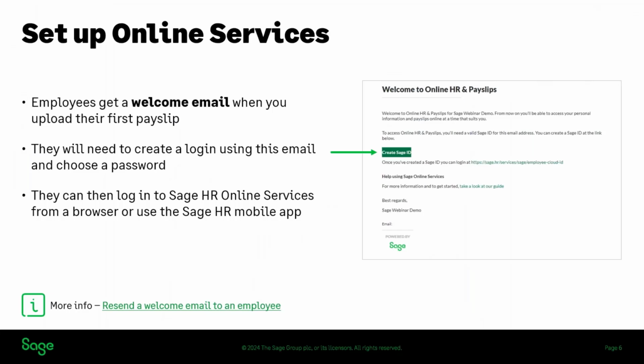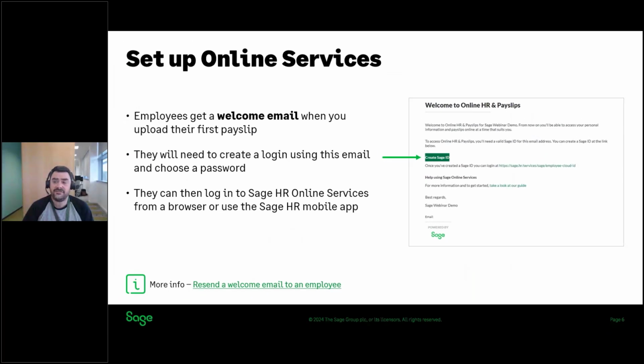And I mentioned about employees being invited to use online services. So they would get a welcome email. Looks a little bit like what you're seeing on the slide here. That gets sent out when you upload their first payslip, whether that's a historical payslip or a current payslip for your next pay date. They would follow the link to create their Sage ID or Sage account. So they would use their email address, they'd create a password, and once they've done that, they can then log in either through the online portal from a web browser or even by downloading the Sage HR mobile app.